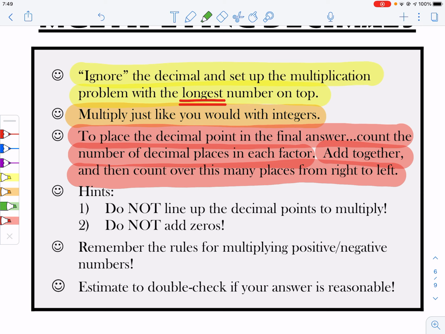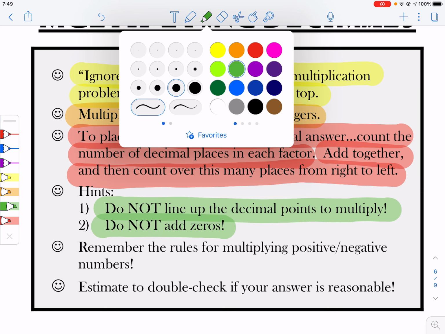A couple of hints for you. Please do not line up your decimal points to multiply. It will give you the same answer, but it is just more work that you don't have to do. Also, do not add any zeros. You don't need to add zeros.